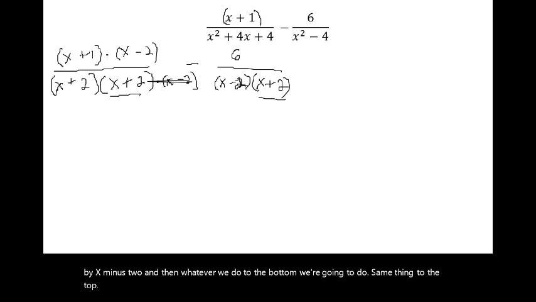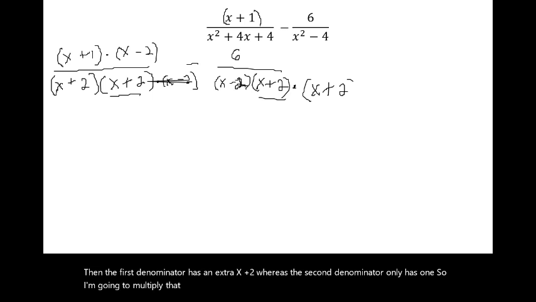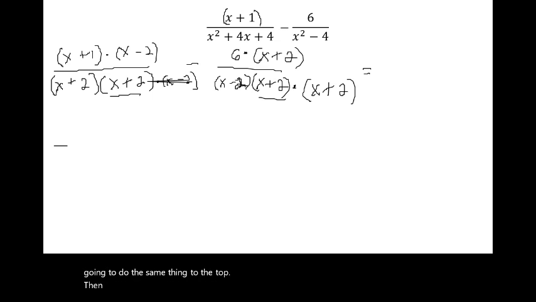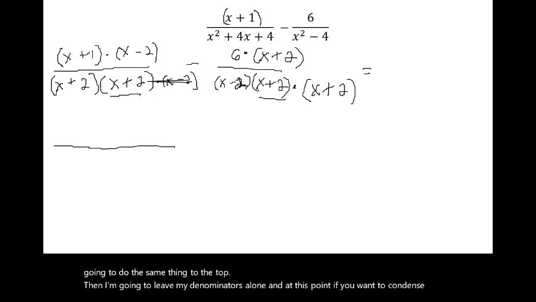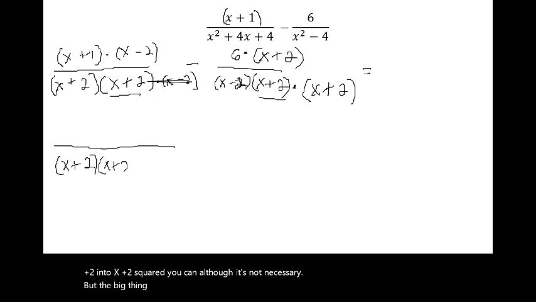Then the first denominator has an extra x plus 2, whereas the second denominator only has 1. So I'm going to multiply that second denominator by x plus 2. Whatever we do to the bottom, we're going to do the same thing to the top. Then I'm going to leave my denominators alone, and at this point, if you want to condense the x plus 2 into x plus 2 squared, you can, although it's not necessary. But the big thing is, don't distribute the denominators. You're only going to make things worse.